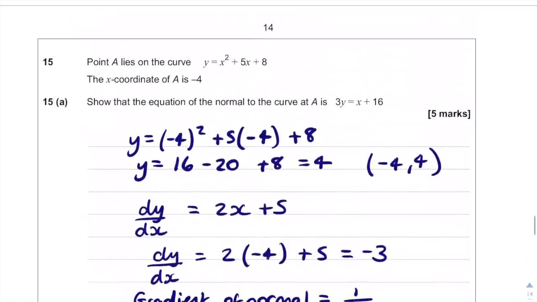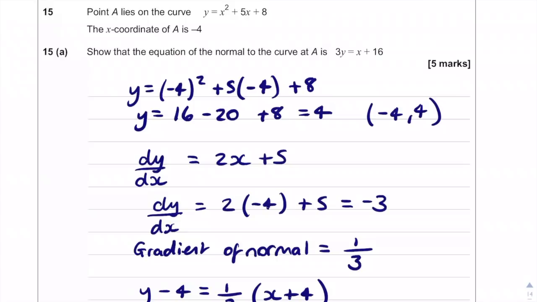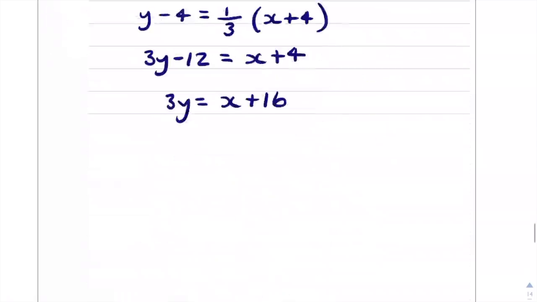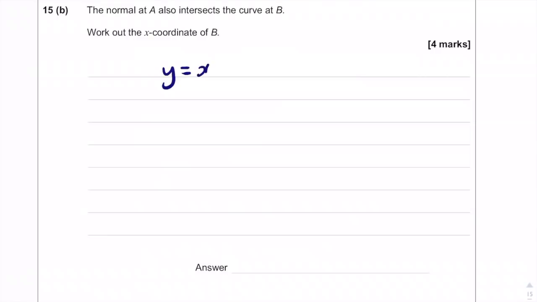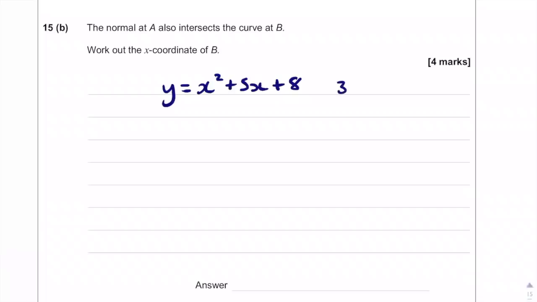Well, we know the equation of the curve is y equals x squared plus 5x plus 8. And we've worked out that the normal to the curve is 3y equals x plus 16. So what we've got here is a quadratic term and a linear term, and we need to solve these simultaneously to work out what our x-coordinate is. So if I write down those two equations, which is y equals x squared plus 5x plus 8, and then 3y equals x plus 16.